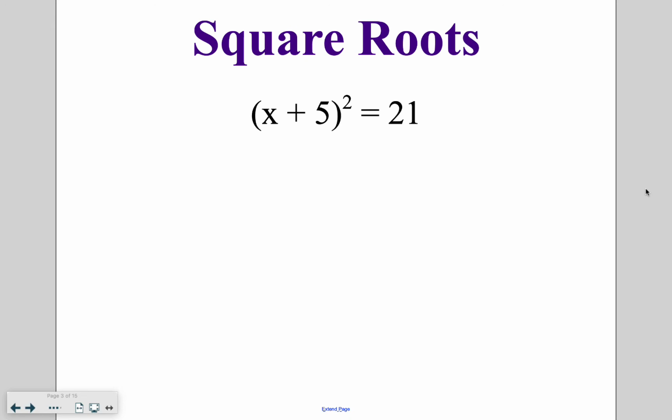What that means is that if I have a value squared, I can solve it by taking the square root of both sides of my problem. The square and square root cancel out. So that means the left side is just going to be x plus 5.